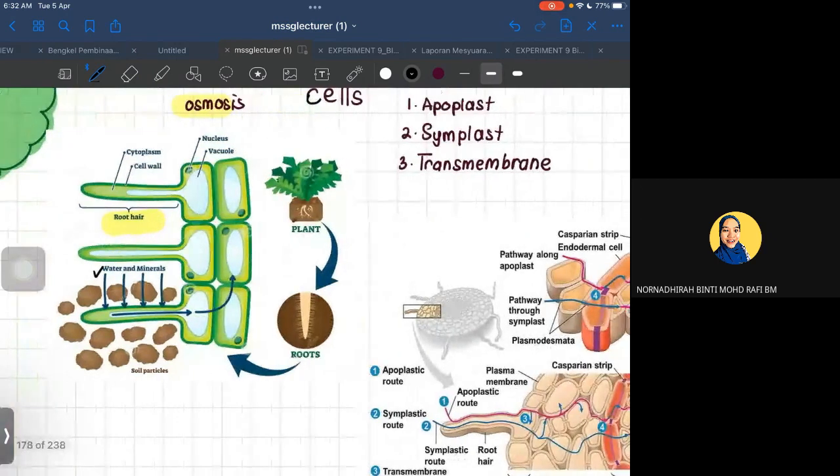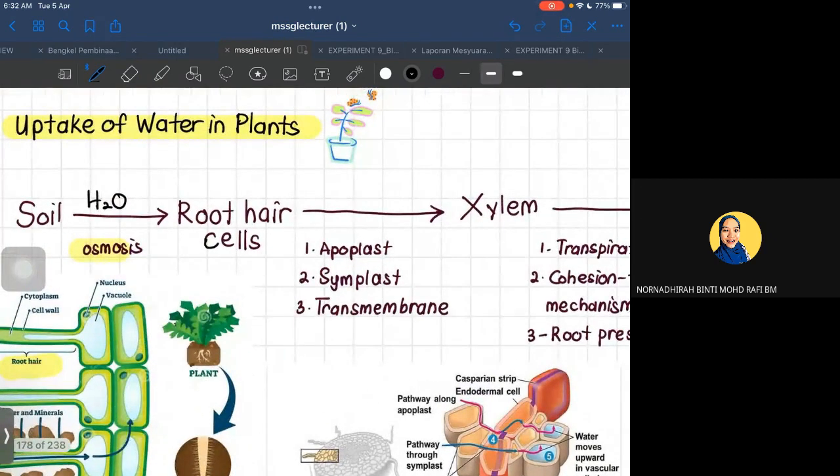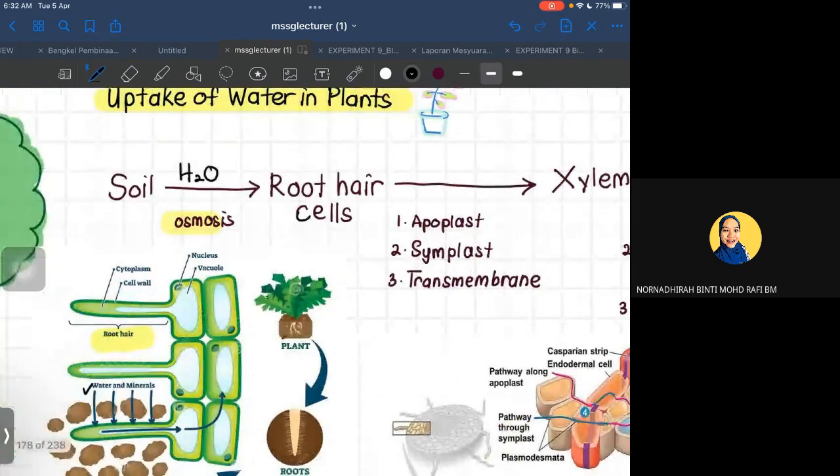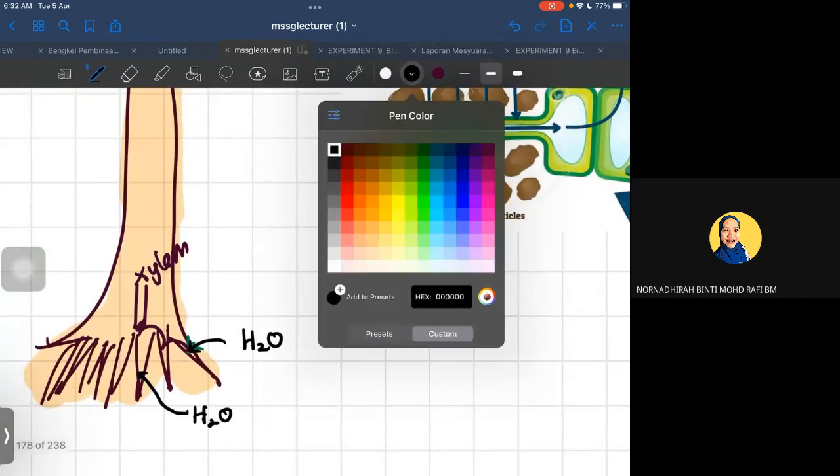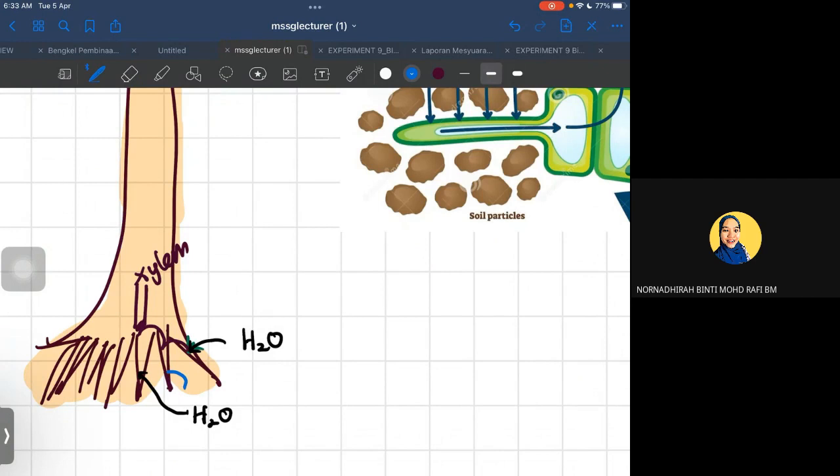Okay, and then what will happen is once the water is inside root hair cells, it will be transported into xylem. Root hair cells is the end of the root cells, and then the water will be transported from one cell into another cell until they reach xylem. So basically xylem is at the middle of the plant.